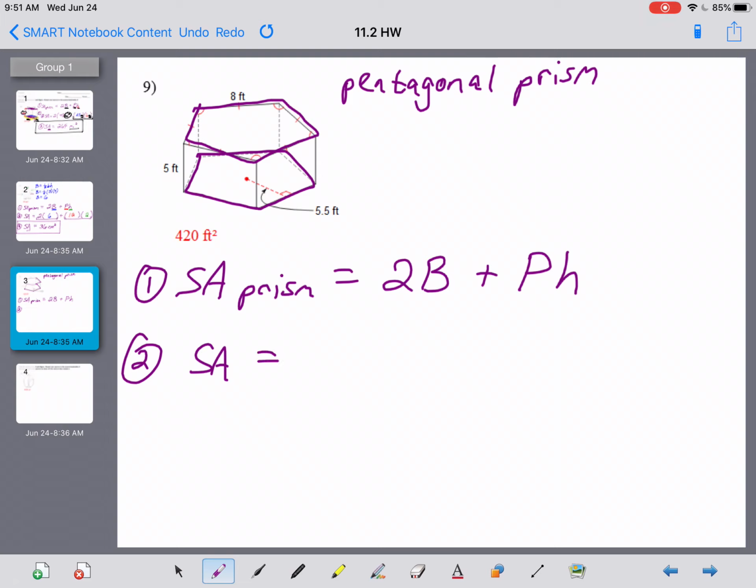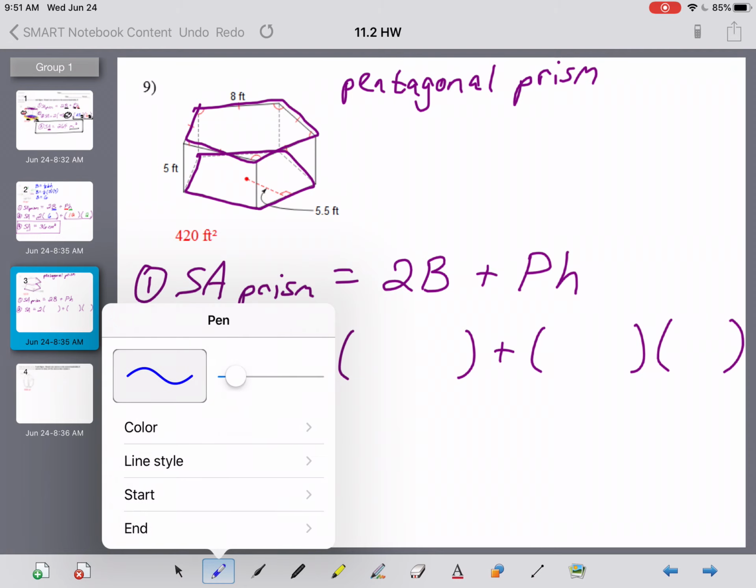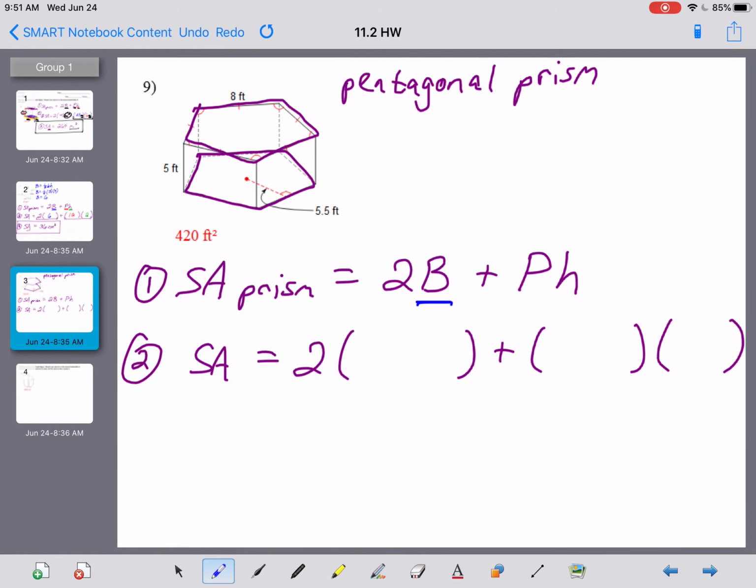Surface area is equal to 2 times, we do not know the area of the base, we don't yet know the perimeter of the base, nor do we know the height. So just like on the last problem, we've got some work to do. Capital B, area of the base, is usually the hardest thing to come up with.